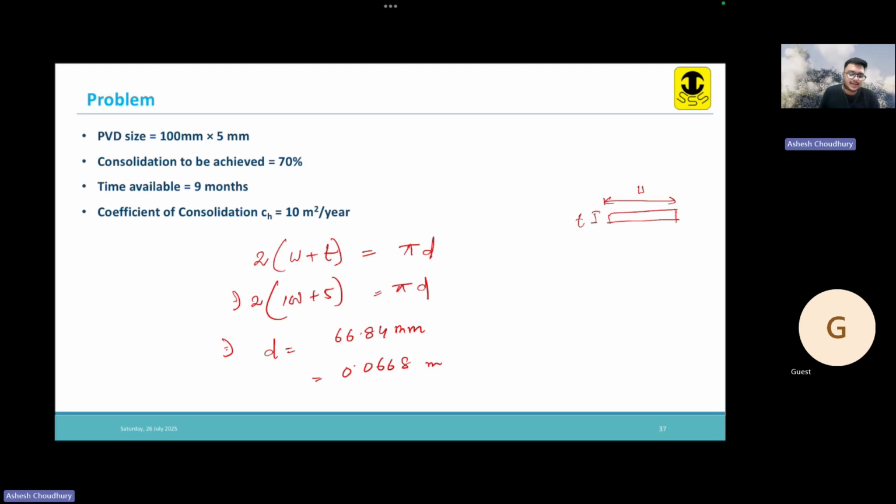Next, we are given that the time available is 9 months, in which we have to achieve 70% consolidation. What we are asked is to finally design the spacing and the pattern of the PVDs. So the time required is 9 months, we have to achieve 70% consolidation, and we have to design the arrangement of the PVDs.